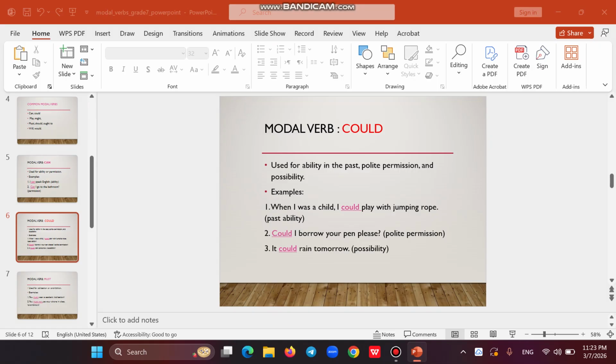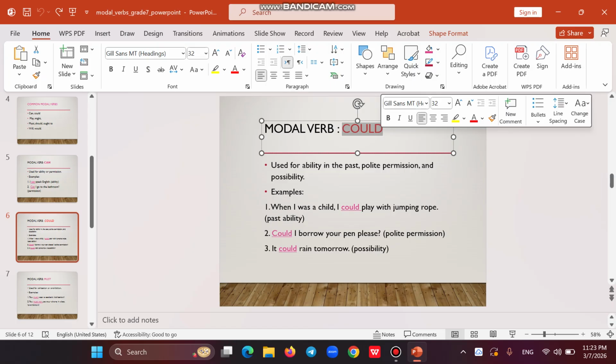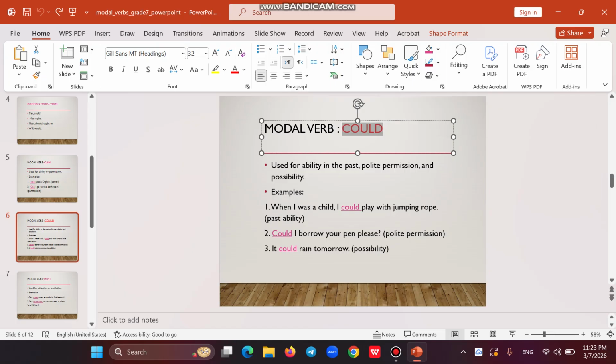Now we will move to the second modal verb, which is could. Okay, the L is silent. We pronounce it could. Could is used for ability in the past. يعني it's like can. It is used for ability, but when? In the past. كمان we can use it for polite permission and possibility. Okay, I will read the examples to clarify.